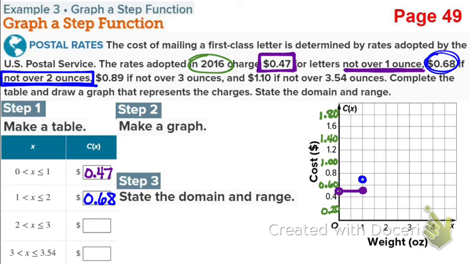So open dot here, because if it's exactly 1 ounce, if I somehow manage to nail it right at 1 ounce, I pay 47 cents. 1.01, and I jump up to the higher price. And it stays flat at 68 cents until we get to what? Until we get to 2 ounces right here.